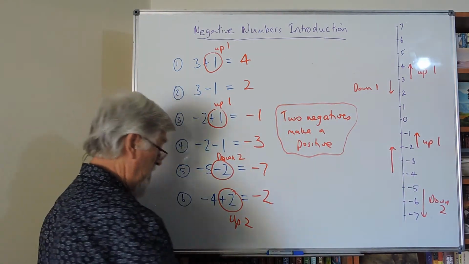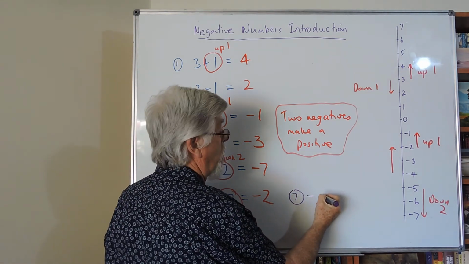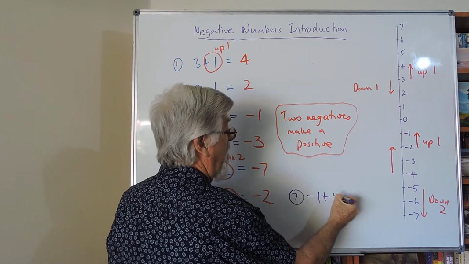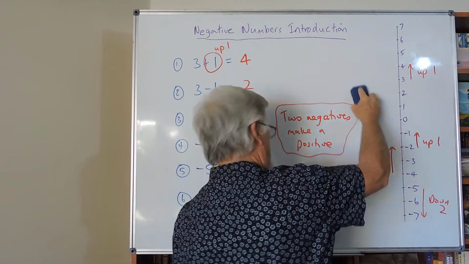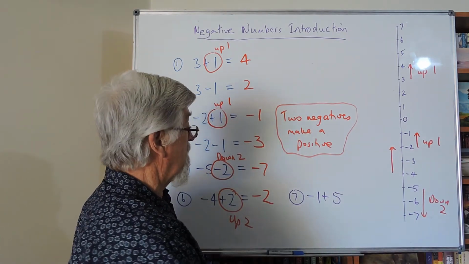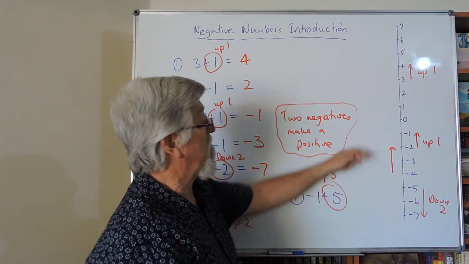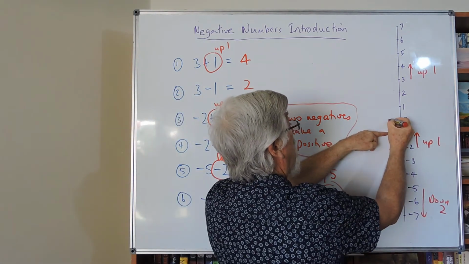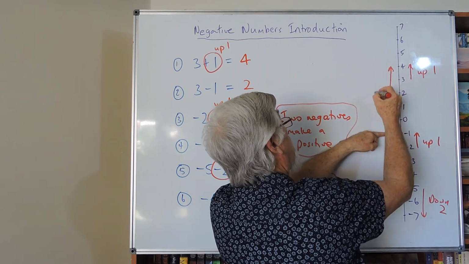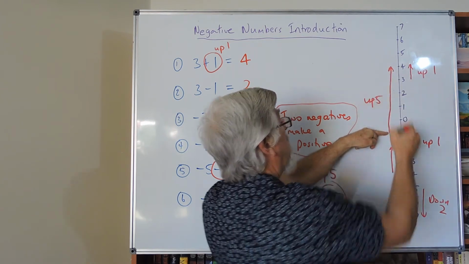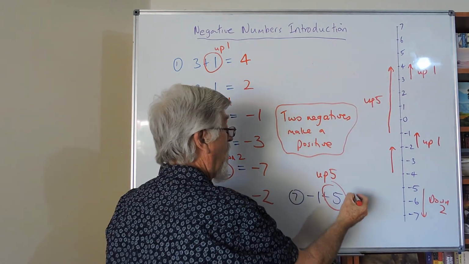So I'll go a step further, and what would happen if we had -1 and we went +5? So if we start at -1, this one is talking about up 5. So we start at -1 and we go up 5, 1, 2, 3, 4, 5. So there is up 5. So we start at -1 and we ended up at 4.